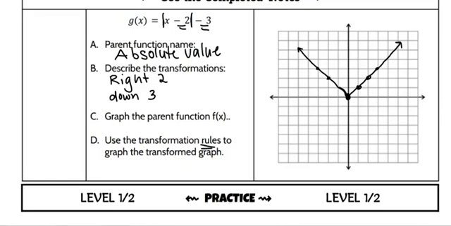So what I'm going to do is I'm going to take each point, I'll move it right 2, and then I'll move it down 3. I'll start with the vertex. So the vertex would be right 2, down 3. 1, 2, 3. The next point, right 2, 1, 2, 3, down 3. And now we have again a 1-to-1 relationship. I can just continue. Right 2, 1, 2, 3, down 3. And there is the transformed function.